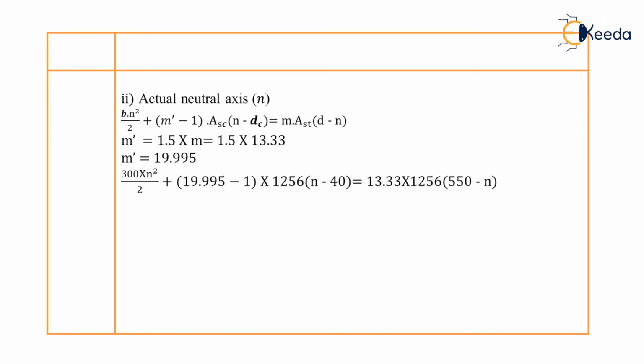In this equation, we will put in all the values, and after putting them in, we will find the unknown N, that is the actual neutral axis, on the calculator, and we will get the answer N is equal to 158 mm. Now we will compare N and NC. In this case N, the actual neutral axis, is greater than the critical neutral axis, hence our beam section is an over reinforced section.